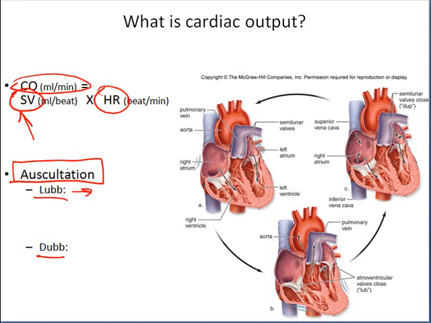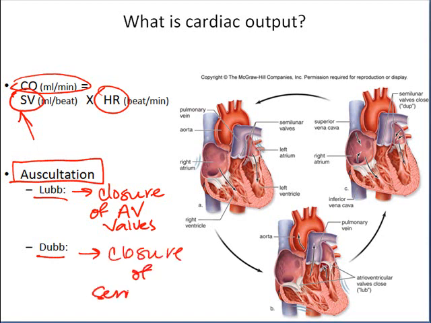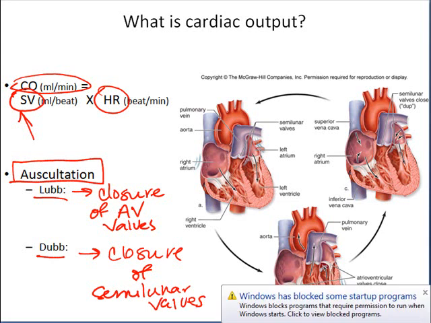The lub sound is associated with the closure of the AV valves. As those AV valves close, blood will slam up against the now closed valve, and that produces a little bit of turbulence, and that turbulence is perceived as the lub sound. The dub sound, the second sound in the sequence, is reflective of the closure of the semilunar valves. Again, when those valves close, blood that's moving slams up against those now closed valves, produces a little turbulence, and that turbulence is perceived as the second sound.